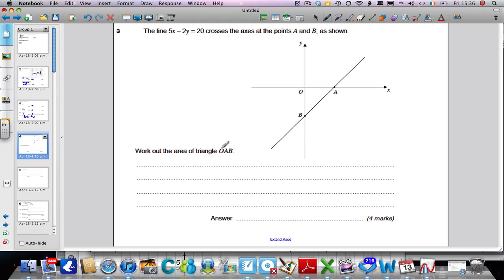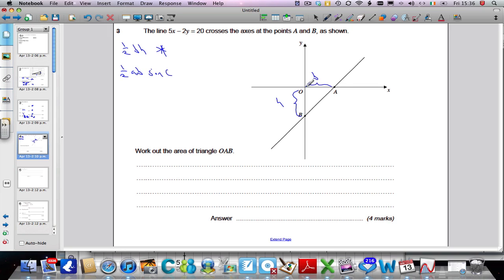Okay, we're asked to work out the area of the triangle OAB. Let's first of all think about this for a second. Area of a triangle, normally we're going to use either a half the base by the height, or a half ab sine C. Now there's no sign of an angle here, so I'm going to look to use this formula here. So I need to know the length of the base, I need to know the length of the height.